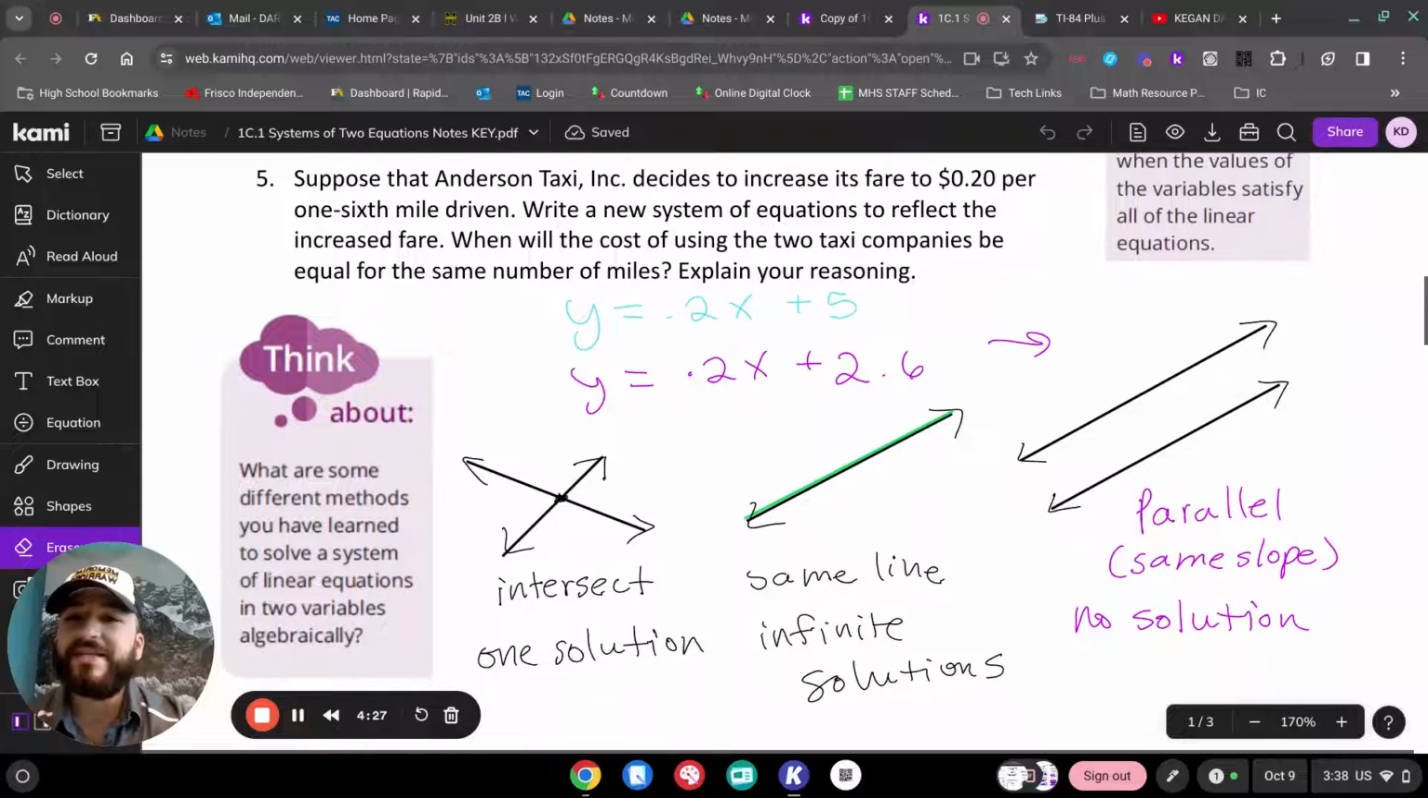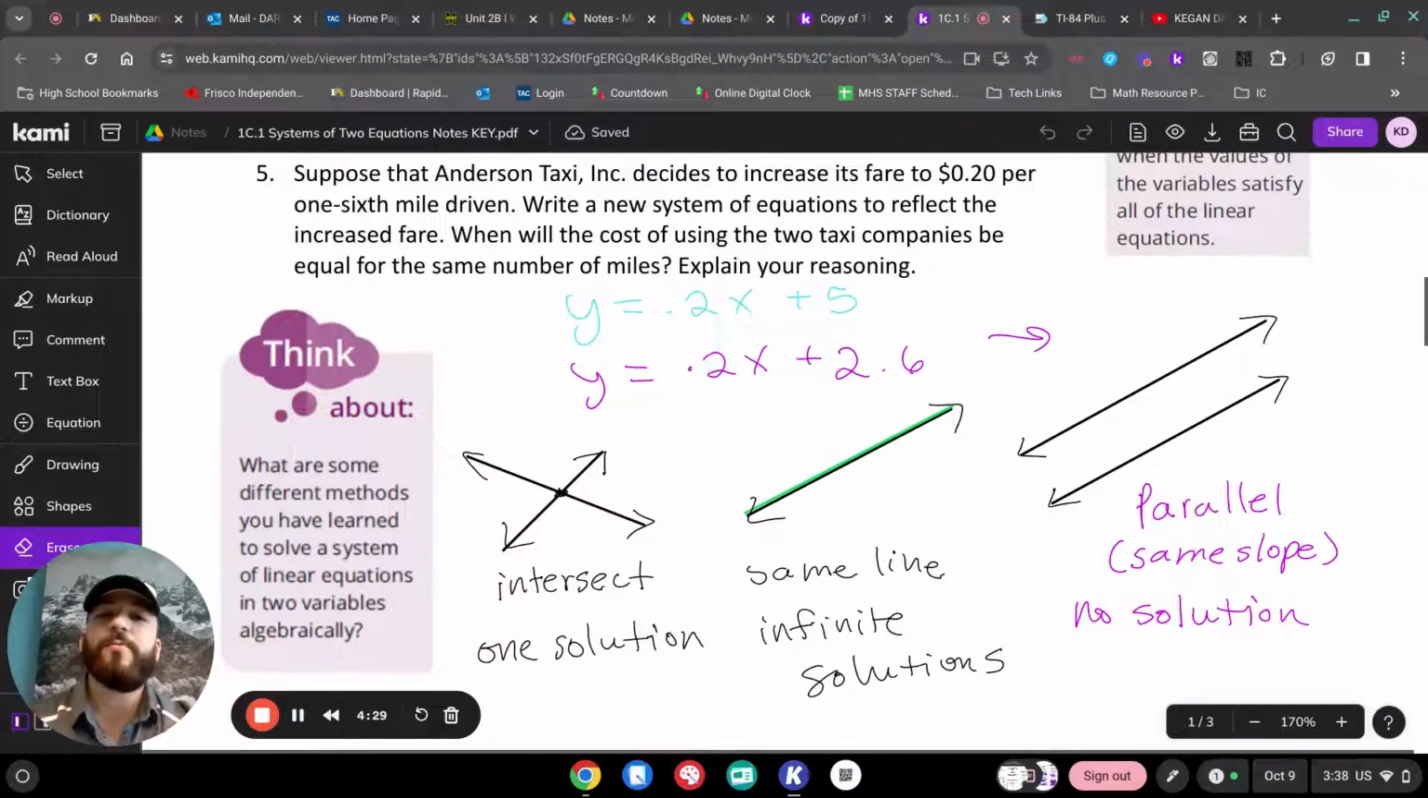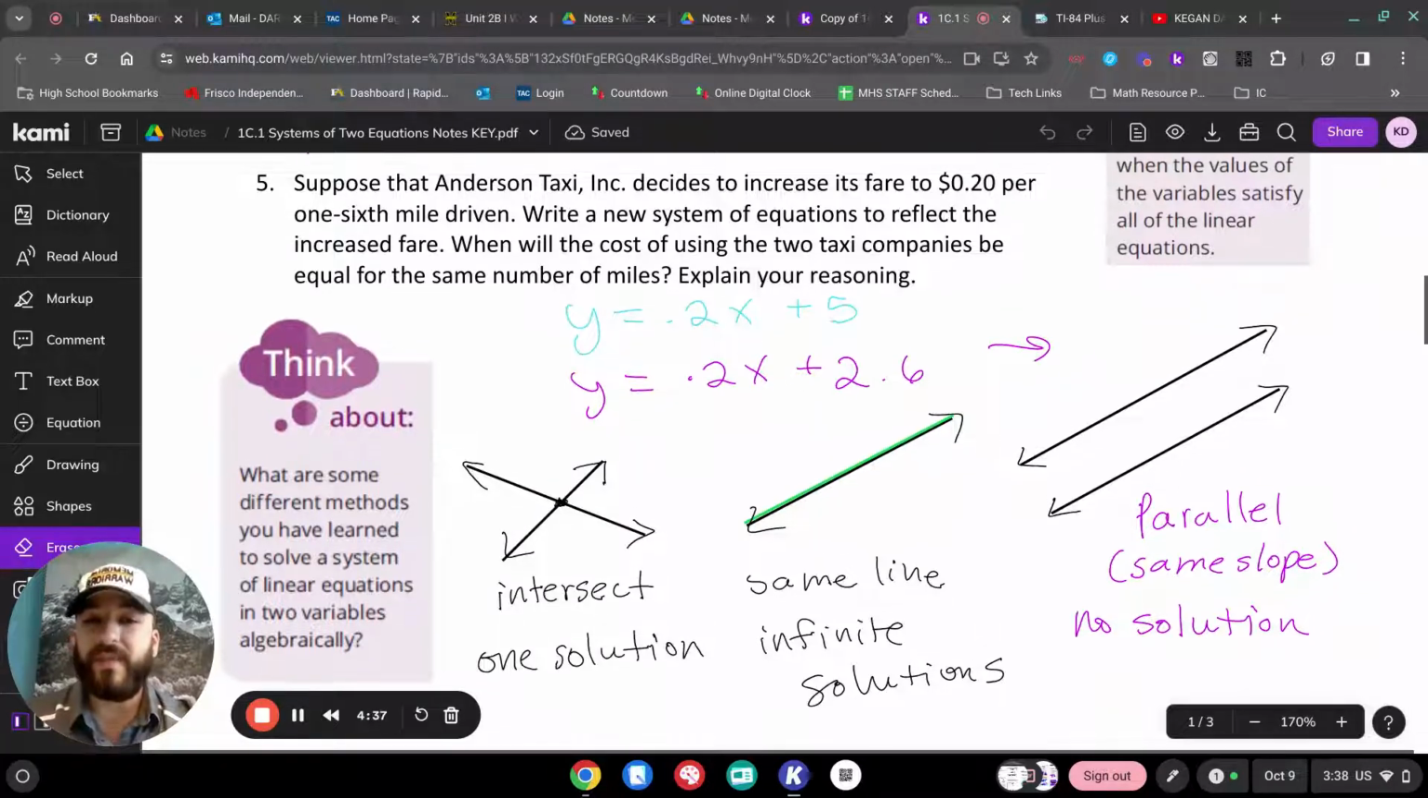Okay, and then last but not least, suppose that Anderson Taxi Incorporated decides to increase its fare to 20 cents per 1/6 mile driven. Write a new system of equations to reflect the increased fare. And so we have y is equal to 0.2x plus 5 and y is equal to 0.2x plus 2.6.